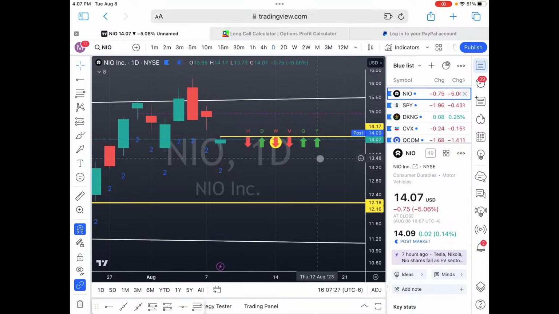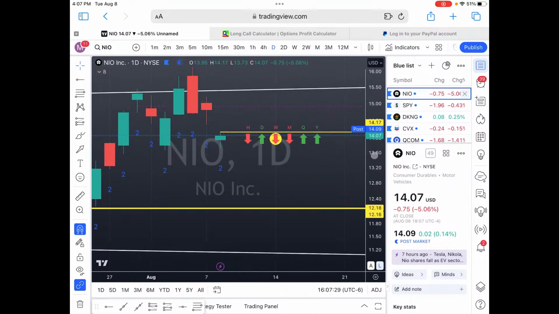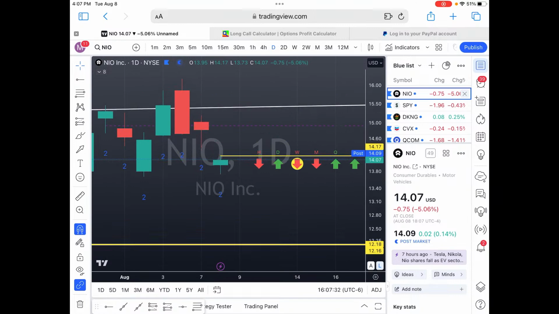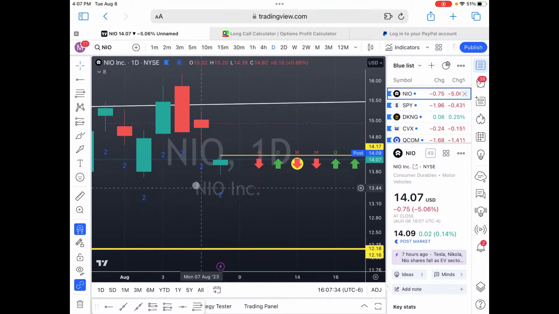The first one we've got on the list, guys, is NEO. So NEO, as you can see, has a green bar. It's what we call a 2 down. You notice the candlestick numbers here. That's part of the indicator that I created, Stock Market Mindset.